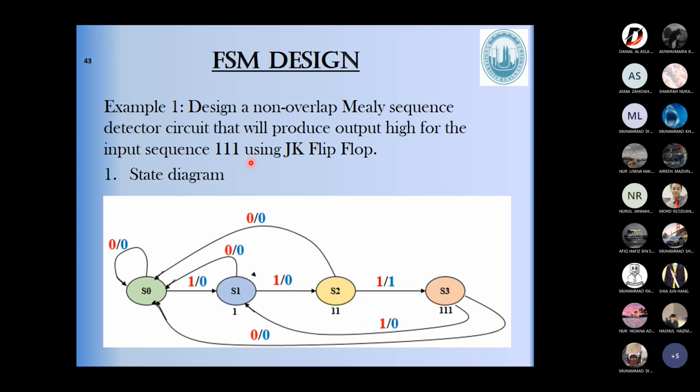So, 111 non-overlap. So, the straight line adalah detection yang kita jumpa 111. So, state 0 to state 1, 1, output is still 0. State 1 to state 2, 1, output is still 0. State 2 to state 3, 1, output is 1. Because kita dah jumpa, state 1 kita jumpa 1 yang pertama. State kedua, the second one. State ketiga, the third one. So, 1, 1, 1 kita dah jumpa. So, output dia jadi 1.